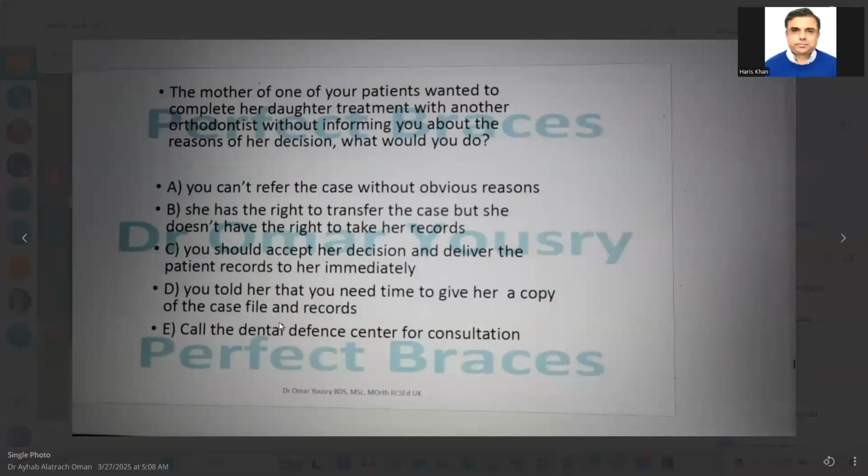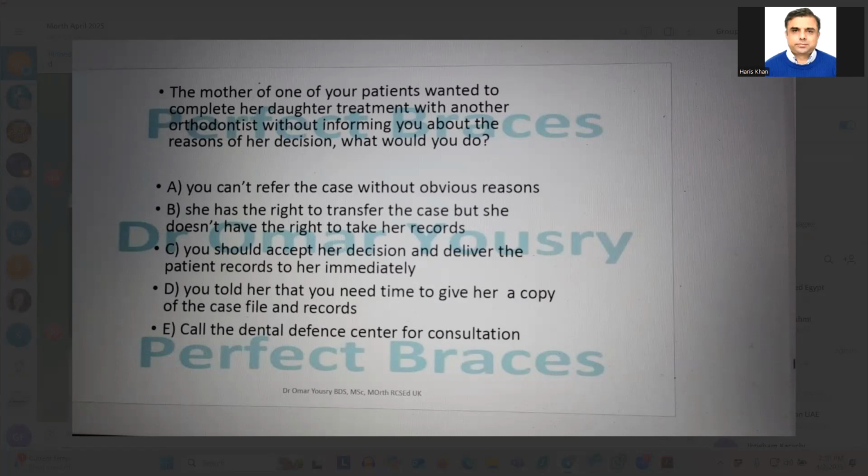The mother of your patient wants to complete her daughter's treatment with another orthodontist without informing you of the reason for her decision. What will you do? It's up to them. She has a right to transfer the case, but she doesn't have the right to take her records. You should accept her decision and deliver the patient records immediately. You tell her that you need time to give her a copy of the case file and records. Call the dental defense counsel.